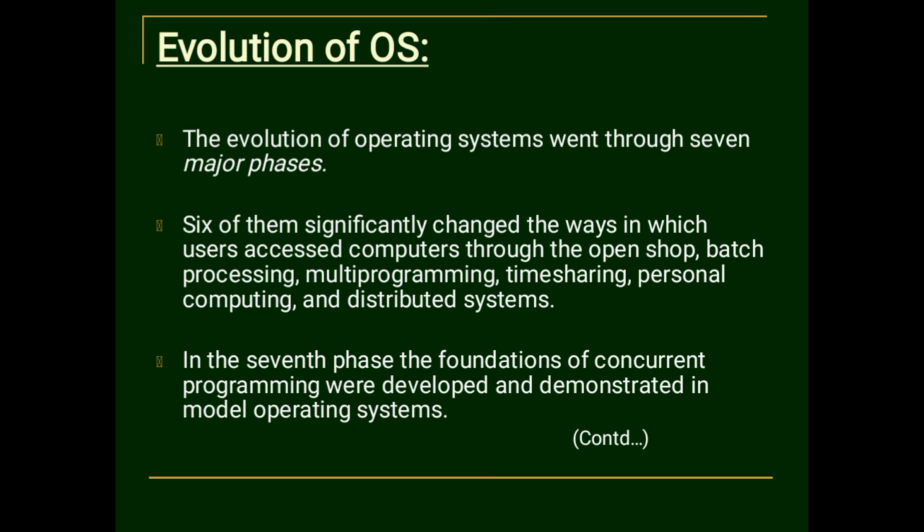Next one, evolution of OS. The evolution of operating systems went through significant changes in the way users access computers: open shop, batch processing, multiprocessing and multiprogramming, time sharing, personal computing and distributed systems. In the seventies, the fundamentals and foundations of concurrent programming were developed and demonstrated in model operating systems.